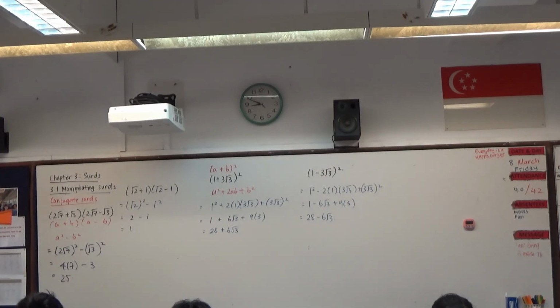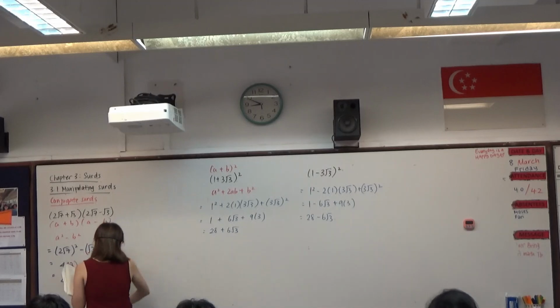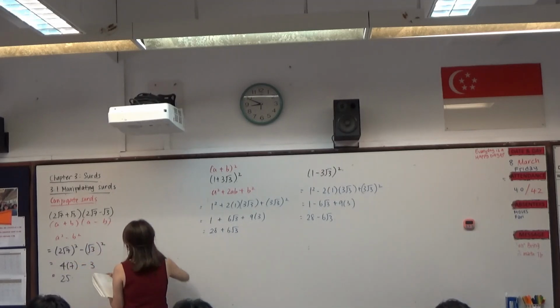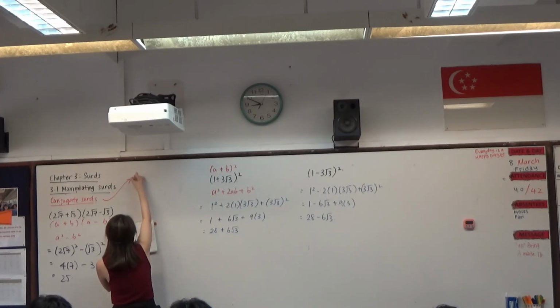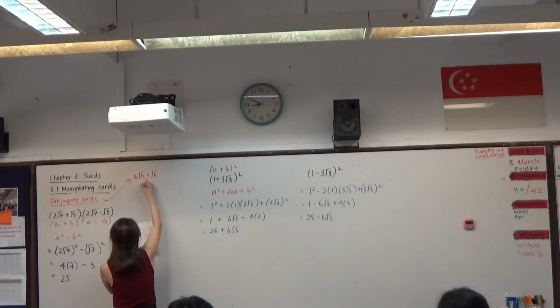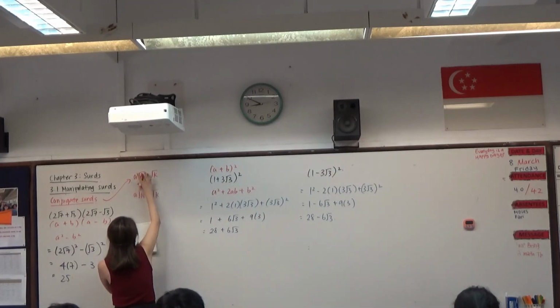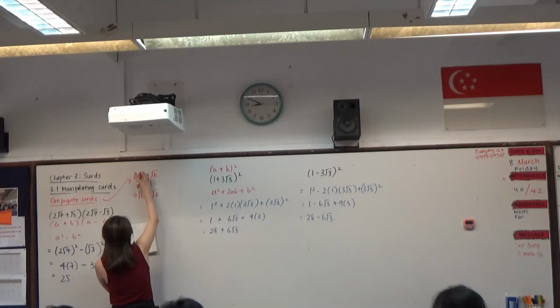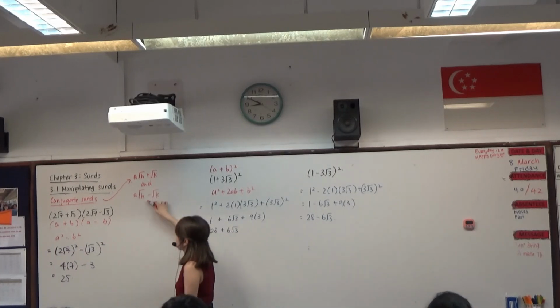Okay? So with this observation, we see that conjugate surds will refer to a pair that is in this kind of form. Okay, one of which is a plus, the other one is a minus.